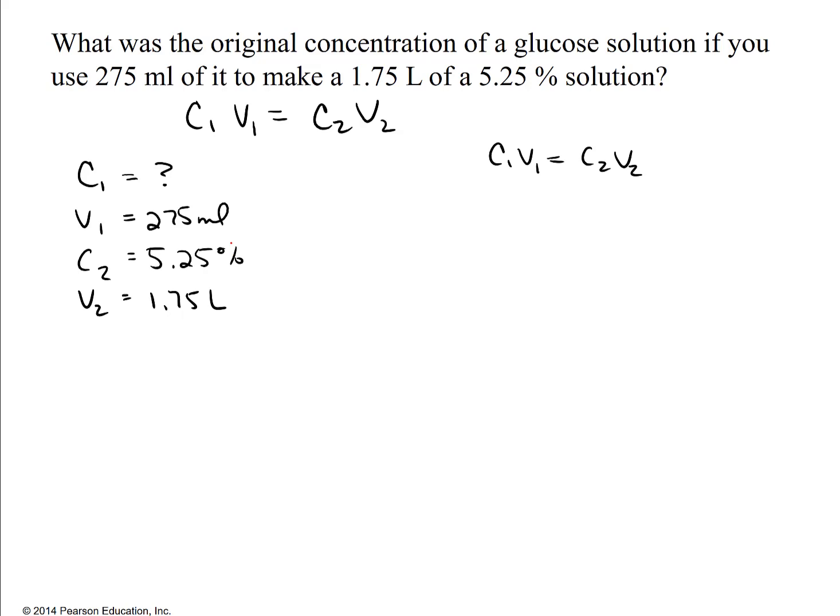You can just give your answer in percent. Percent's fine, molar would be fine, grams per milliliter would be fine, grams per liter would be fine, any kind of concentration as long as they're the same. But look at your volumes. You have 275 milliliters and 1.75 liters. That you can't do because you're not going to get them to cancel. So you need to convert one. And it doesn't matter which one, convert the milliliters to liters or the liters to milliliters.